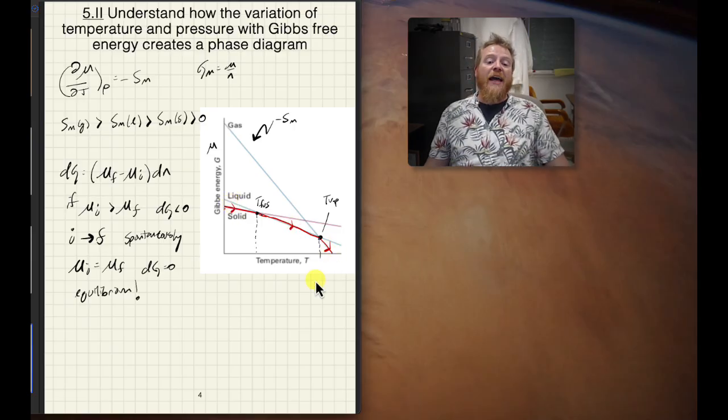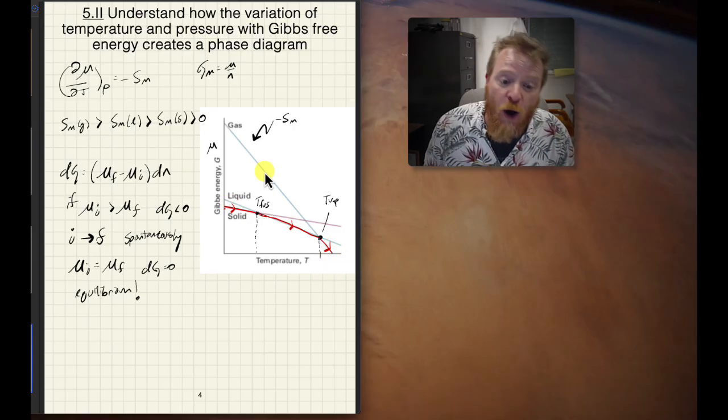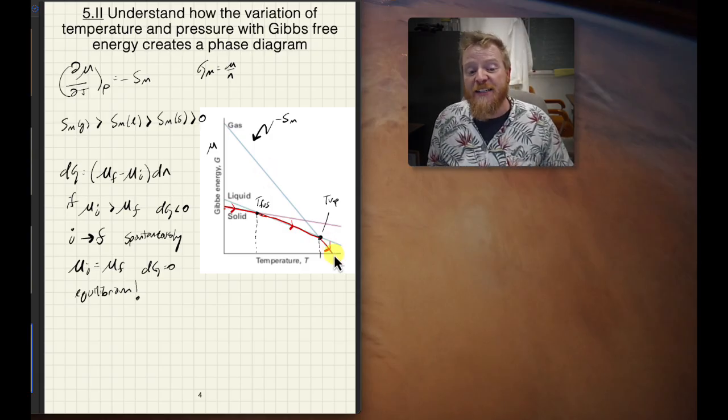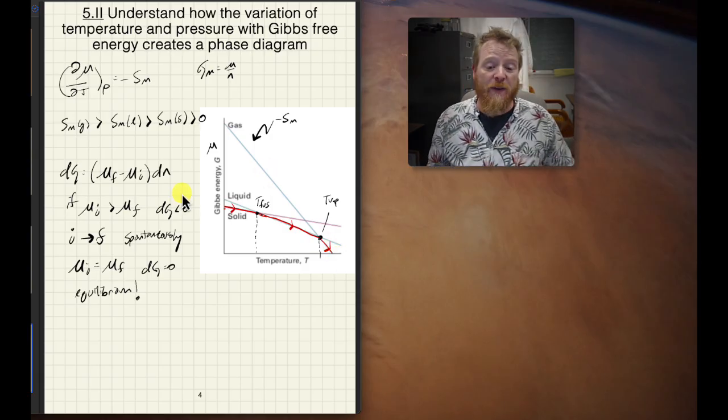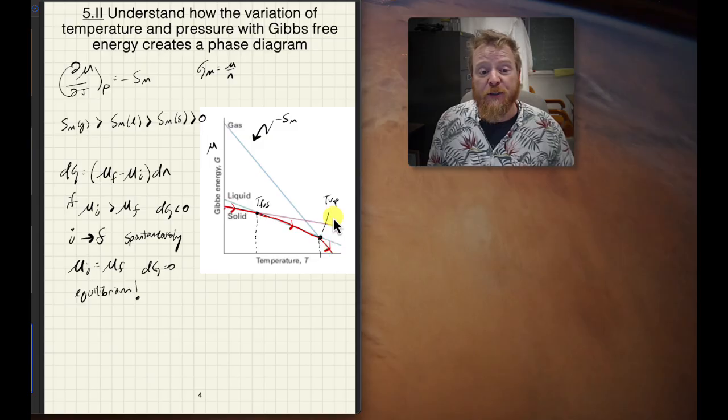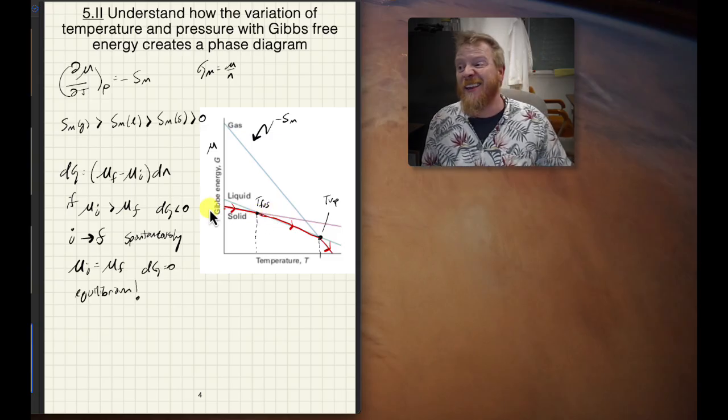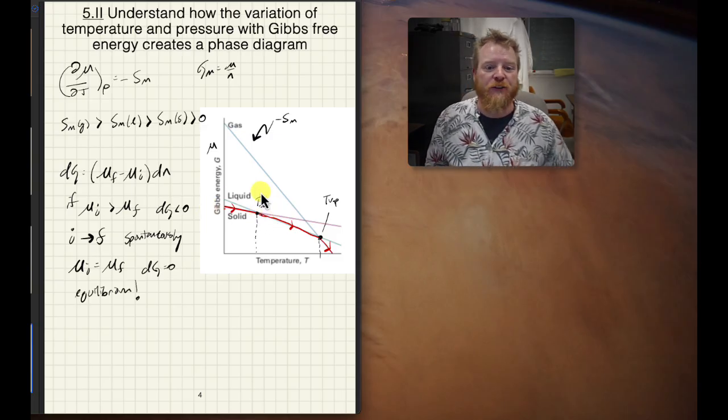Okay, beautiful. And so you can imagine now if we go the other way, if we start at a high temperature and move our way back, it will be the same scenario. Starting at a high temperature, the gas is the lowest chemical potential. We'll cross that line, then the liquid has the lowest chemical potential. We'll cross that line again, then the solid has the lowest chemical potential.